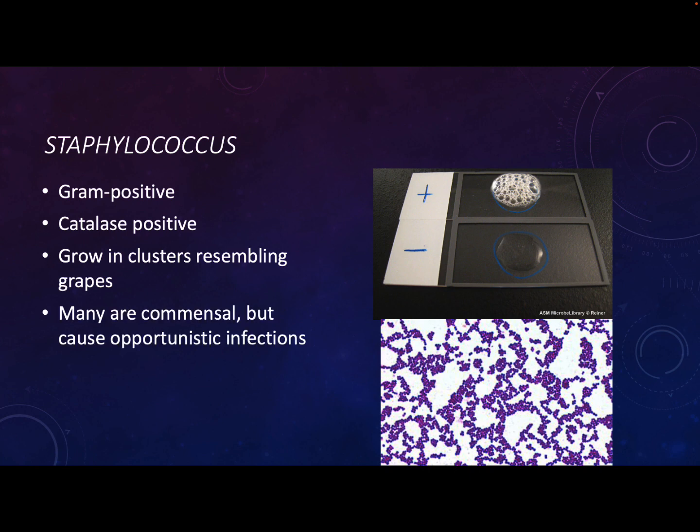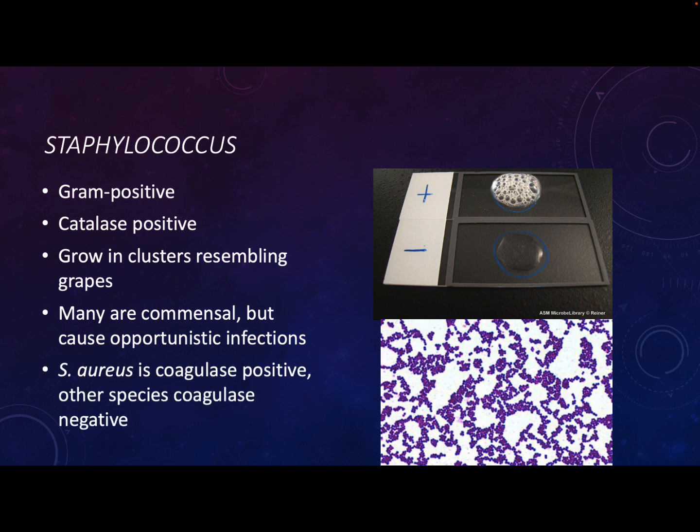They do grow in clusters resembling grapes. You might remember this from doing a gram stain in bacteriology lab. Many are commensal, so we're covered in staph. Let's be real. If I gave you a mannitol salt agar plate and had you touch it, lots of stuff would grow. Or if I had you swab your nose, which we'll do later in the lab, lots of stuff would grow. But the challenge is that a lot of these can cause opportunistic infections. When your first line of defense fails, you have a breach in the skin, or maybe you're slightly immune compromised, these things can get in and cause very dangerous infections.